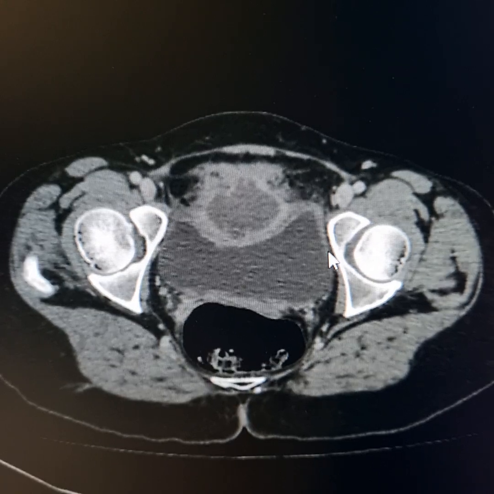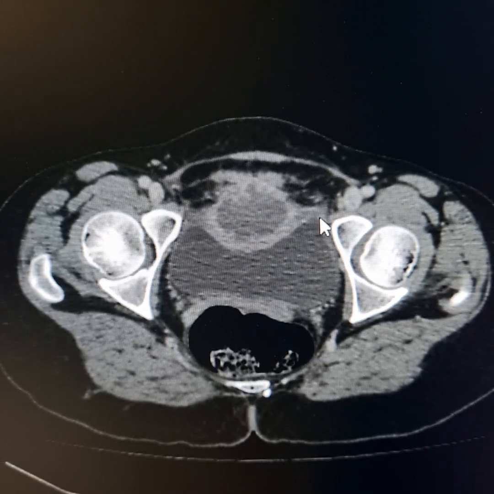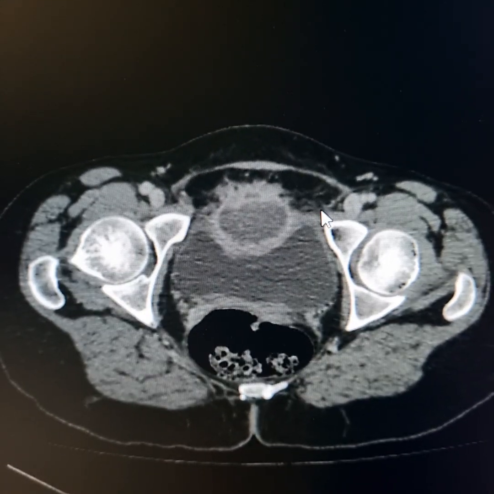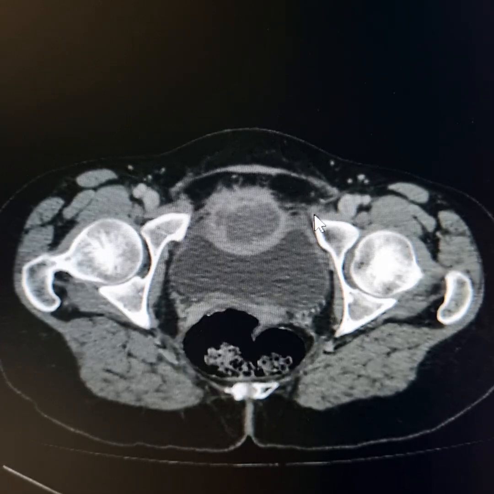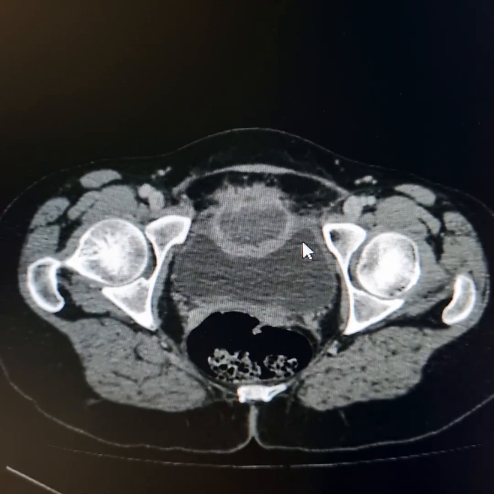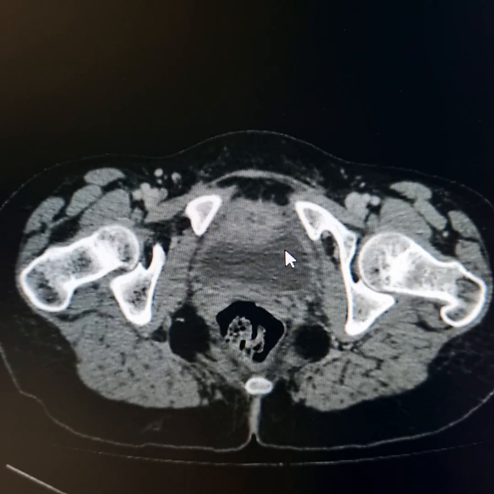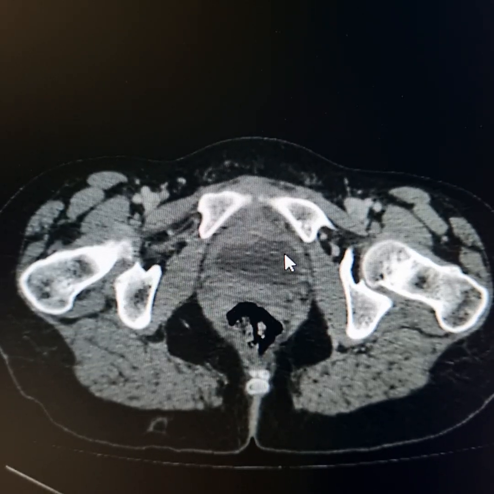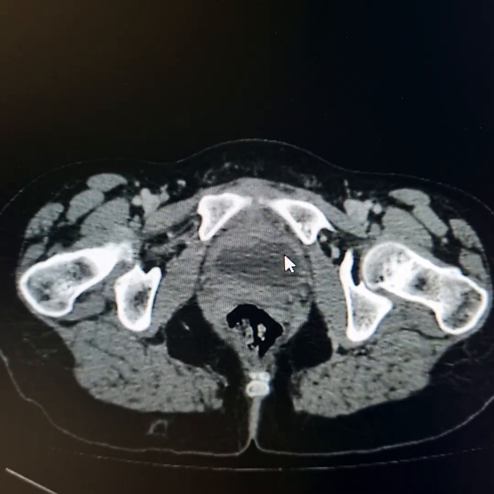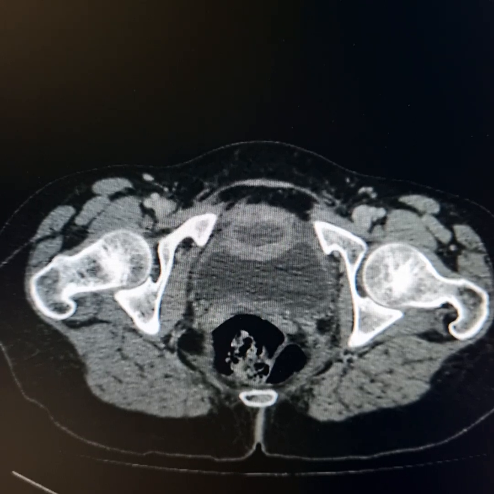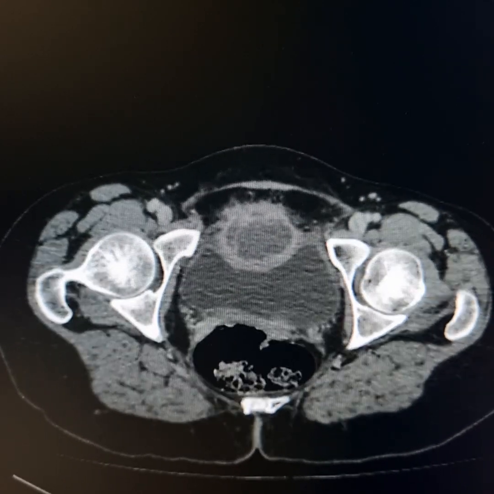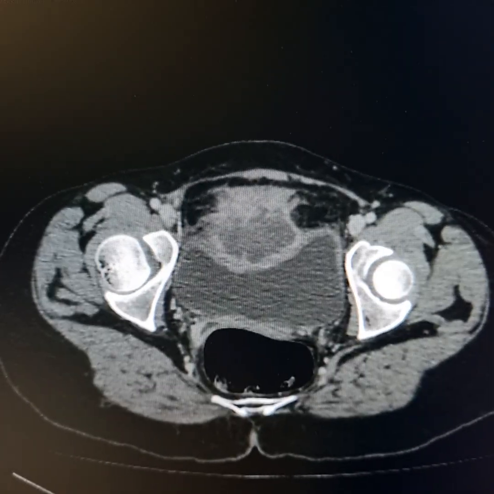Irregular inner surface at places. Density of adjacent fat is increased. There is enhancement of the surrounding wall. This lesion has indented the anterior wall of the urinary bladder and extends up to this level, up to the level of the pubic symphysis.